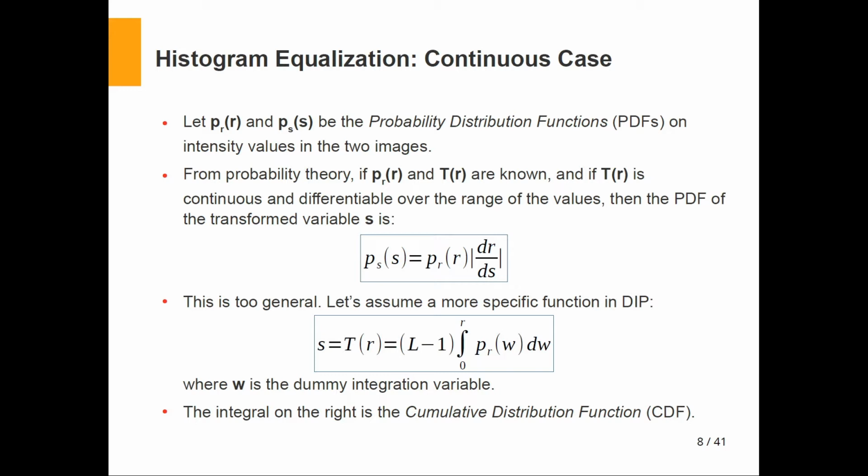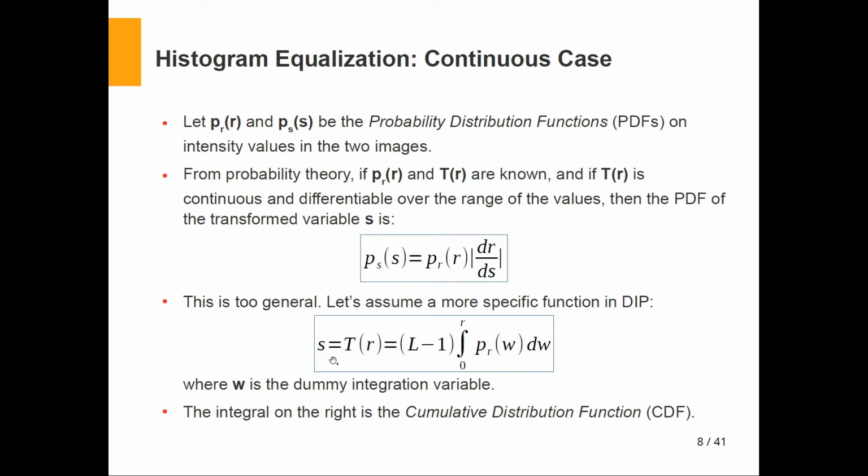So for the purpose of histogram equalization, we want to have a PDF for the output image that resembles a uniform distribution over the intensity range. So let's assume this more specific function as the transformation function and see if this function satisfies the requirement that we have for the output PDF.